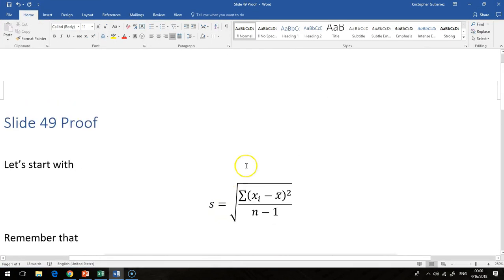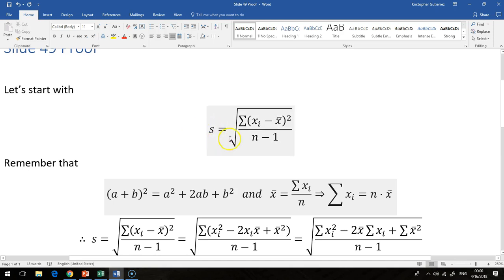So here we are. It's going to be slide 49 proof. We start with S equals the square root of sigma of x of i minus x bar, quantity squared, over n minus 1. A couple of things you want to remember before we continue on. When we have a binomial, a plus b quantity squared, that is equal to a squared plus 2ab plus b squared. And x bar is, by definition, the sum of x sub i over n, and this implies that the sum of x sub i is equal to n times x bar.